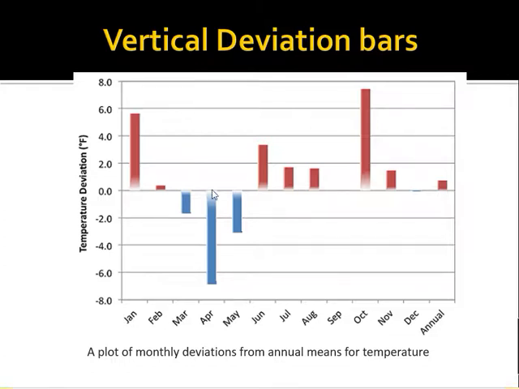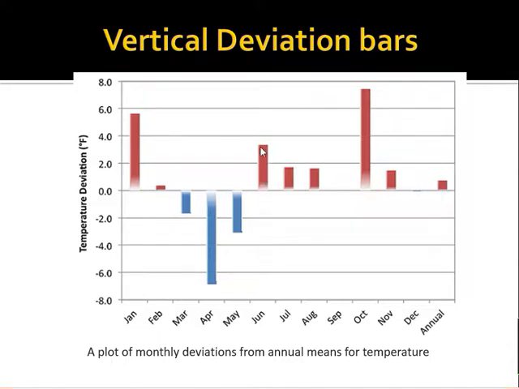So, you take this vertical deviation bar where you have a plot of monthly deviations from annual mean temperature. So, this is the annual mean temperature. In January, there has been an increase of around 5.7 or 8 degree Fahrenheit than the mean. In the month of April, there was a decline. In the month of October, there was an increase. In the month of September, the mean temperature was kept up the same. In the month of December, there was a slight decline, as you can see a small representation here.